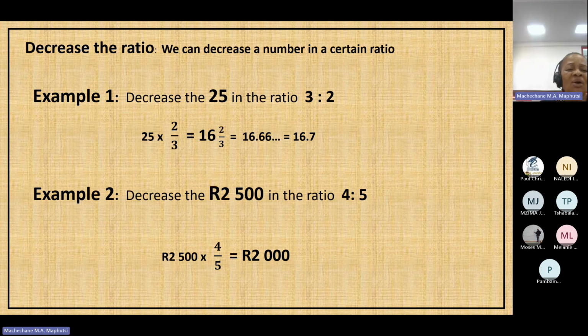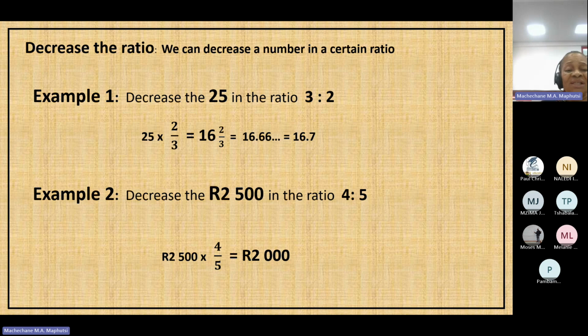Let's suppose we are also asked to decrease 2,500 Rand in the ratio of 4:5. Let's suppose you have 2 kids and you have 2.5 and you want to share this between your kids. Then you divide that into the ratio of 4:5. So now let's see how much your kids are going to receive.